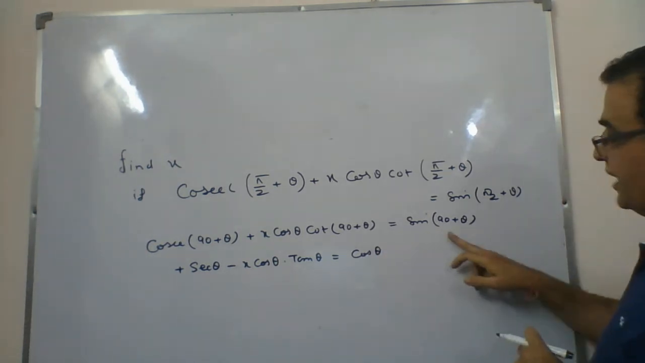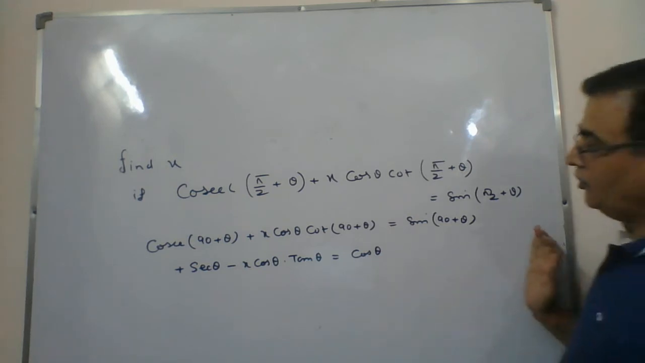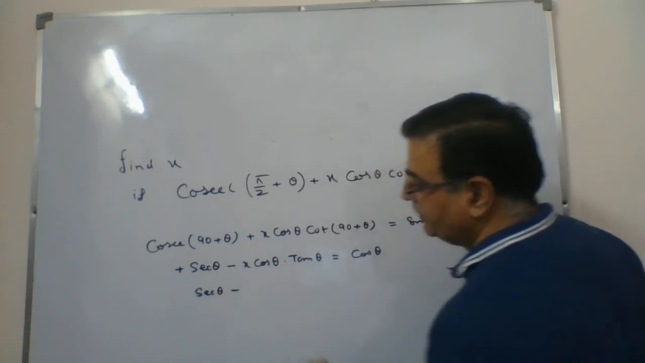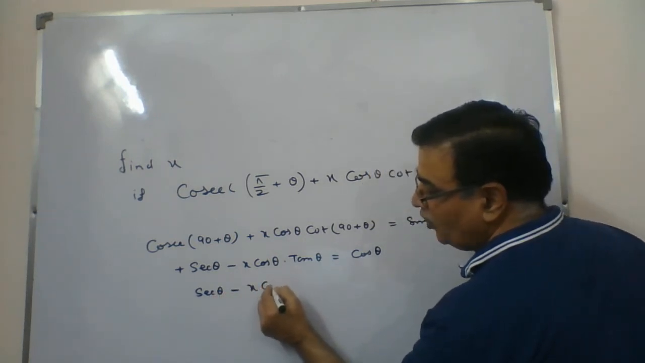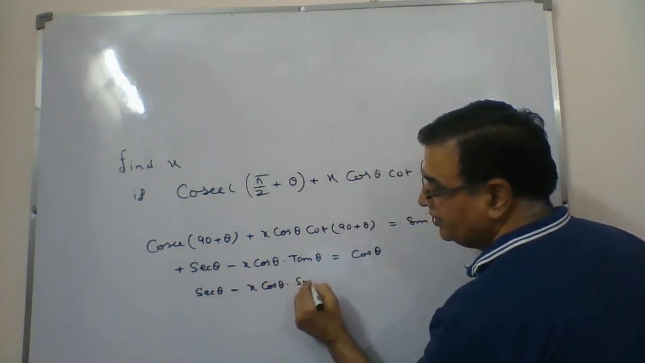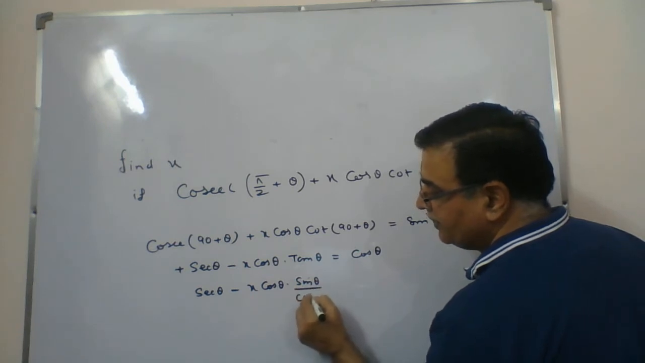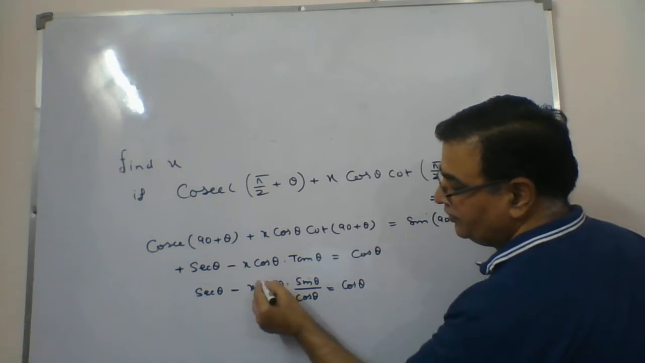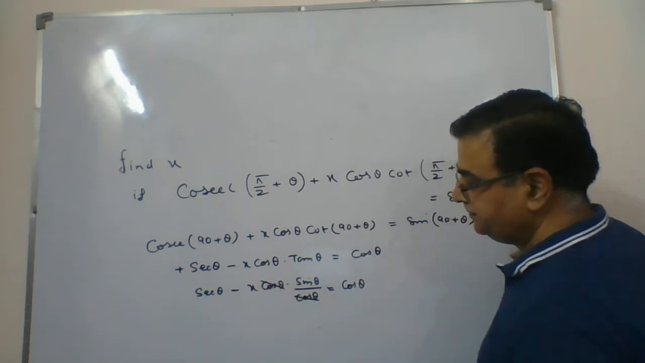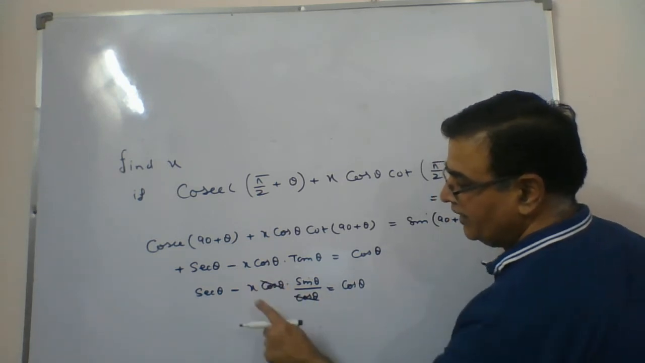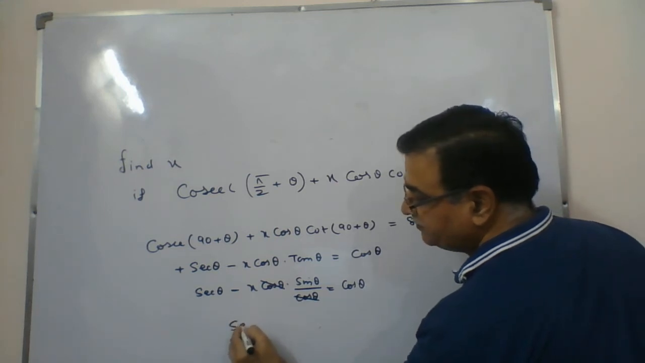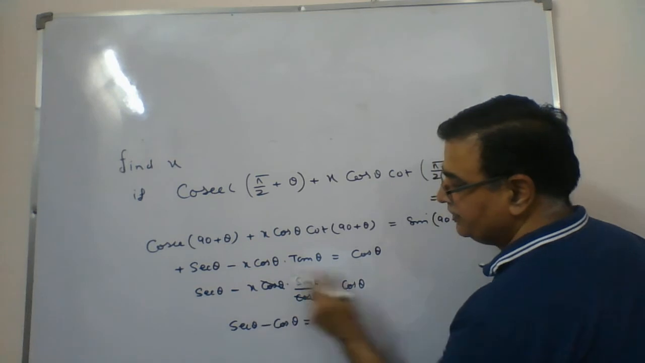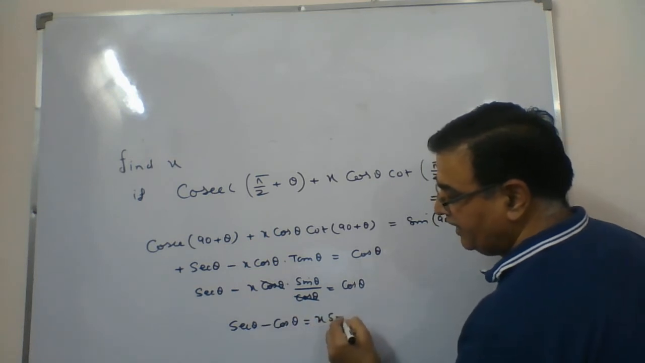Sine 90 plus theta comes out to be cos theta. Now sec theta minus x cos theta into sine theta by cos theta equals cos theta. This cos and cos cancel out, then left is sec theta minus cos theta. This term I'll shift to this side, it will be x sine theta.